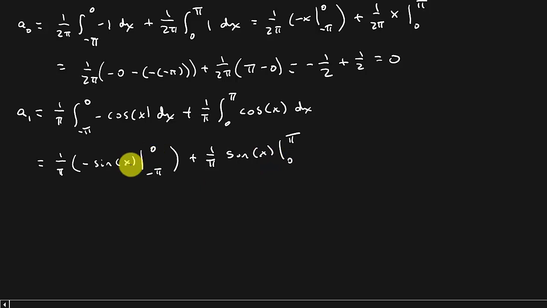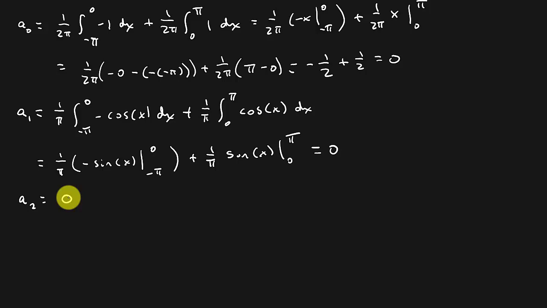Well, what happens when you plug 0 in? Sine of 0 is 0. What happens when you plug the negative pi in? Well, the sine of negative pi is 0. So this whole thing's going to 0. What happens when you plug pi in? You get 0. What happens when you plug 0 in? You get 0. So this is 0 also. And matter of fact, A2 is also 0. All the values that we calculate are going to be 0.